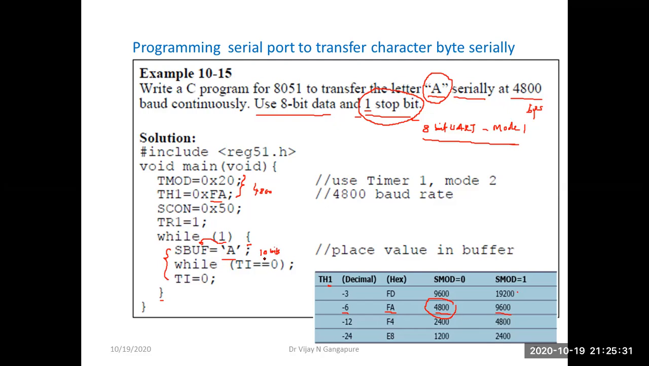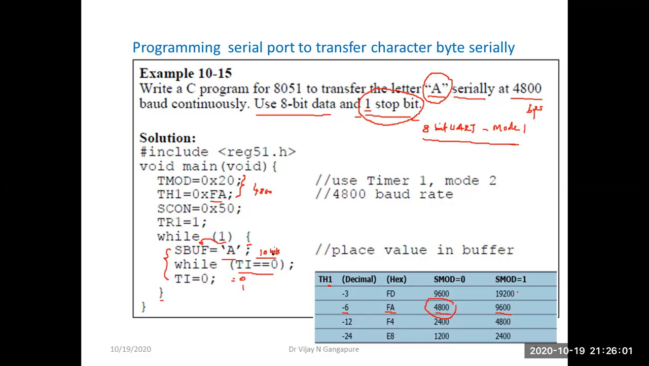After that, what we are doing, we have written here while in parentheses TI is equal to 0 semicolon, which means this is a while loop. It is continuously checking the condition of the TI flag bit, that is the transmit interrupt flag bit. By default, initially it is 0, and this will be set to 1 when transmission of these 10 bits completes.